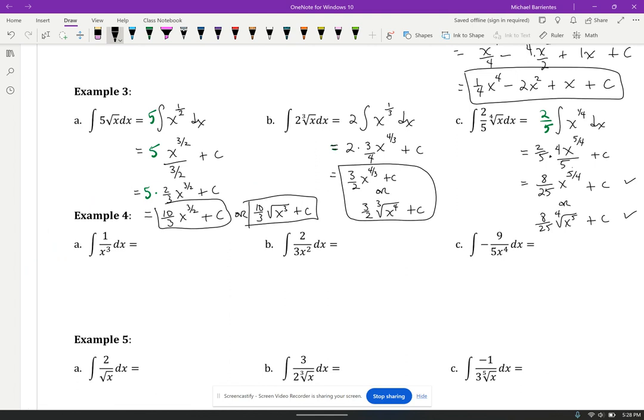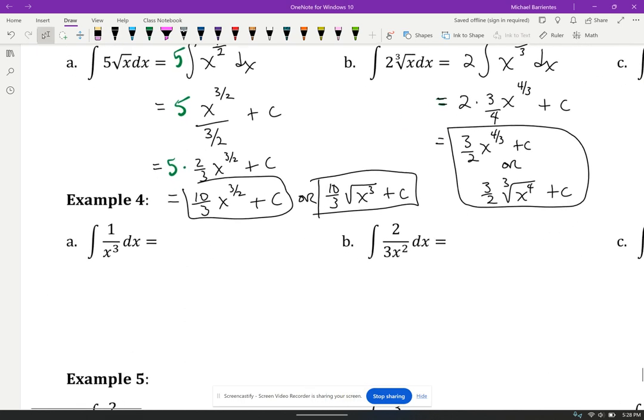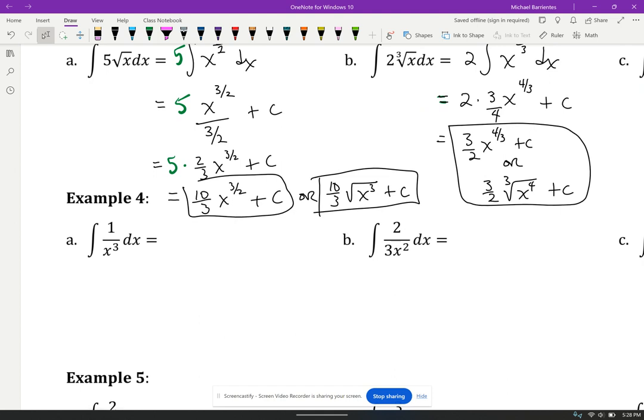So when I'm dealing with radicals, when I'm dealing with roots, whether it's cube root, fourth root, square root, I need to change it to a fraction, and then I can apply the rule. Now, example 4 says, what if we don't have roots, but we have rational functions like 1 over x to the third? I still need to rewrite this.